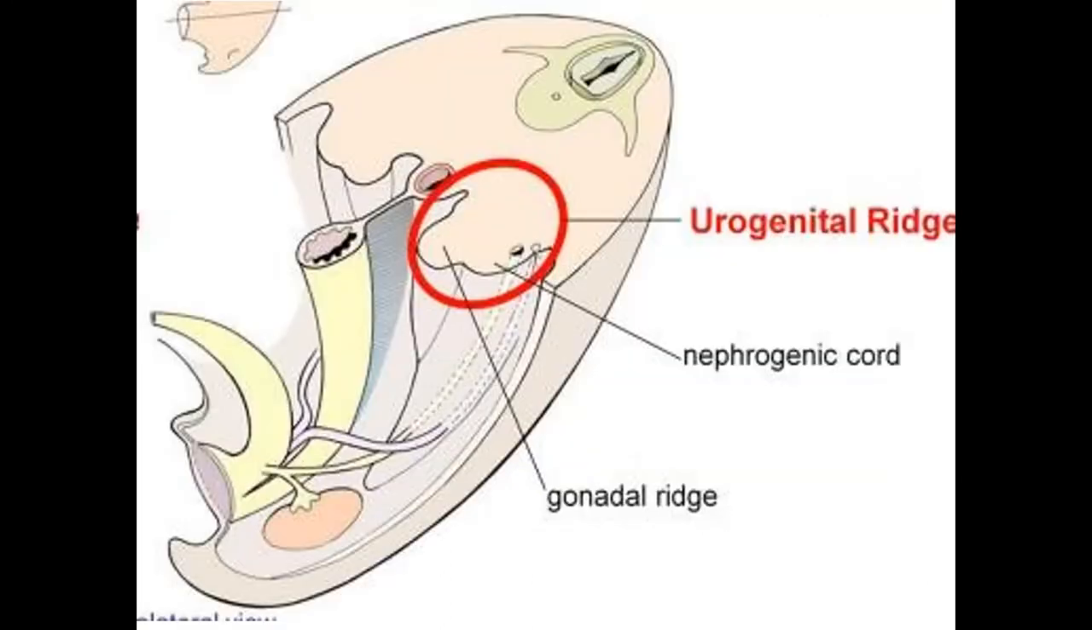This diagram shows the urogenital ridge, a swelling in the intermediate part of the mesoderm, lateral to the paraxial mesoderm, which develops into the urinary and genital system. The ventromedial part of this ridge will give rise to the gonadal system, while the dorsolateral part will give rise to the nephrogenic system, the kidney system, the nephrogenic cord.